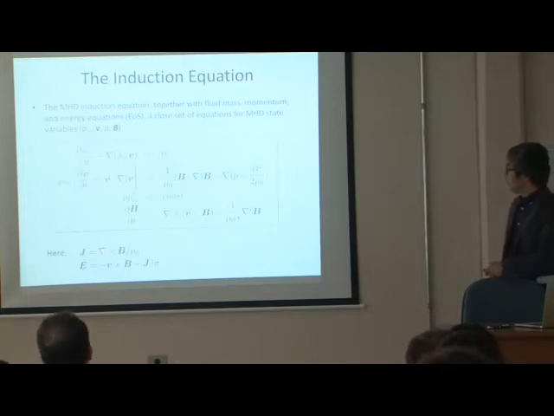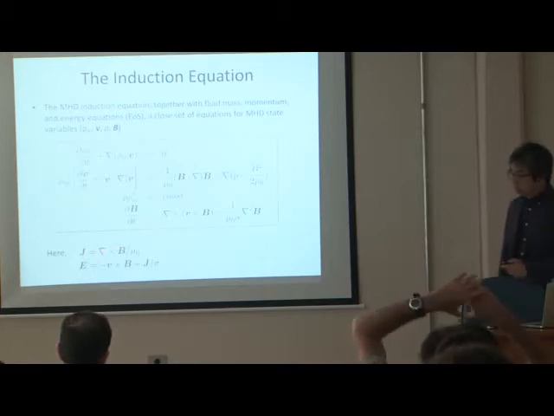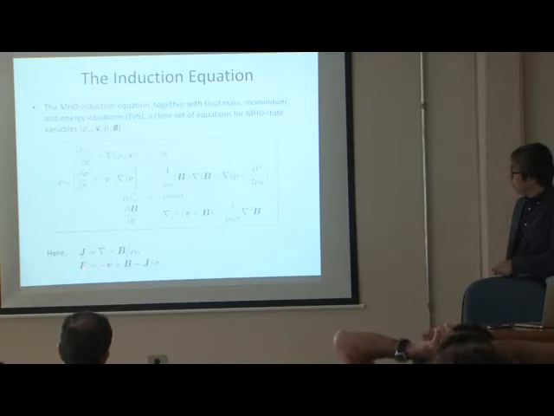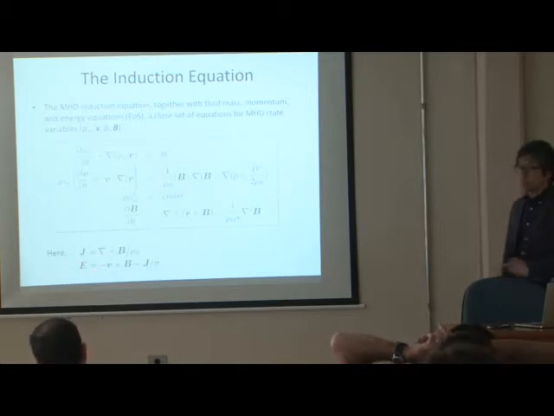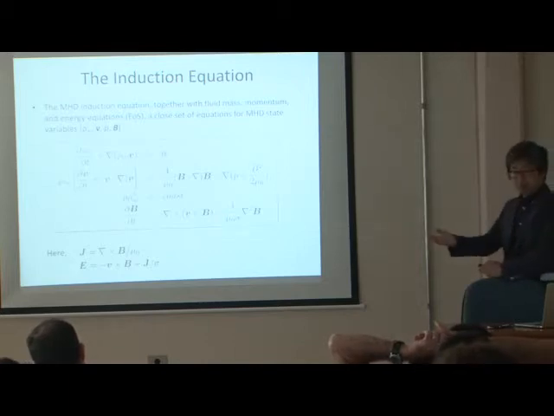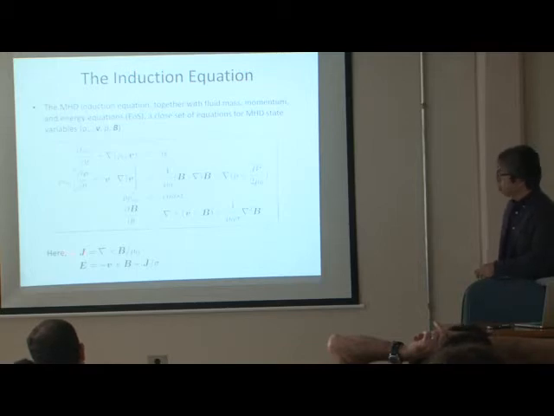Here the current is obtained from the magnetic field, as nabla cross the magnetic field. Then the electric field comes from minus V cross B plus J over sigma. So if you get the time evolution of the magnetic field, then we can straightforwardly get the density, the current and the electric field. This is the beauty of the MHD equations.